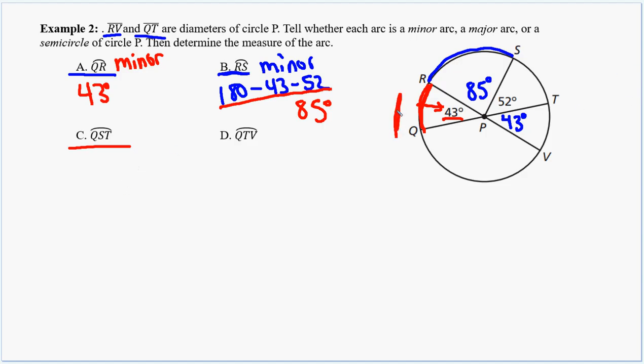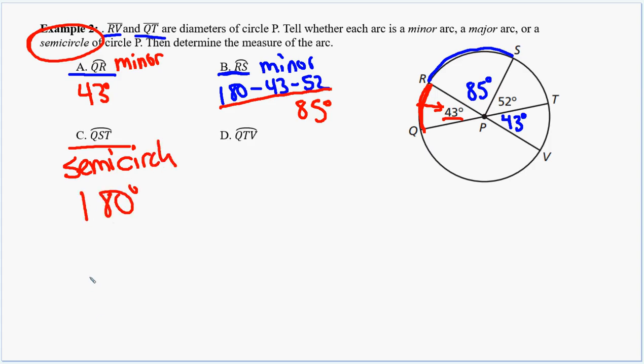Now let's see here, QST. So we're going to go from Q, we're going to go to S, and then we're going to go to T, and look at that. QST, that is half a circle, and I know that that is a semicircle, and that's 180 degrees.